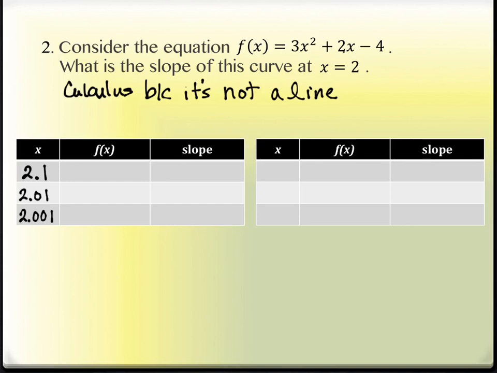But I do need to be careful that I approach from both directions of the graph. I've talked about coming from the right-hand side of the graph, the slightly bigger side of 2, and I need to come from the slightly smaller side of 2. So on my other table over here, I can do values like 1.9, 1.99, and what do you think the third one's going to be? Yeah, 1.999.